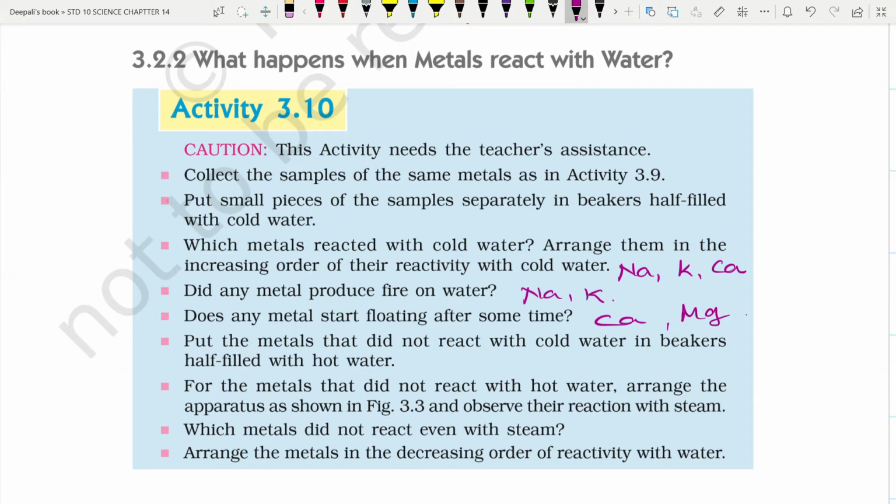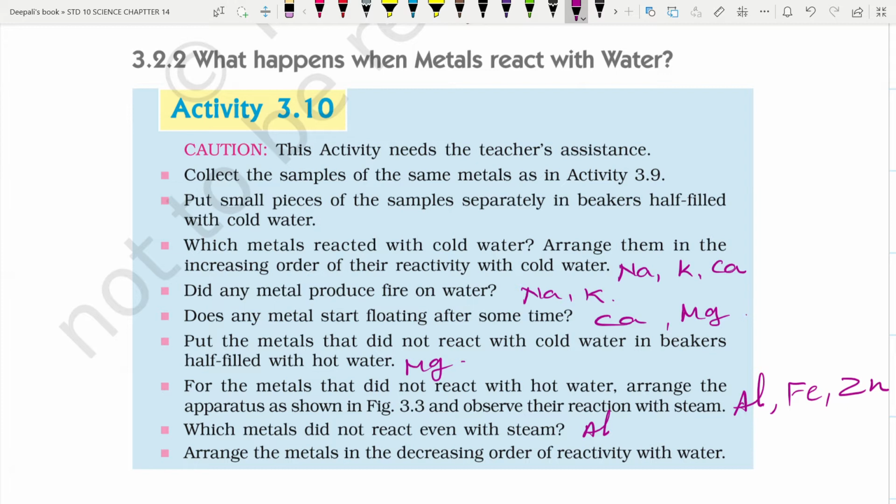Put the metal that did not react with cold water in a beaker half filled with hot water. You will see that magnesium did not react with cold water but it reacted with hot water. For the metals that did not react with hot water, arrange the apparatus and observe the reaction with steam. You will see that aluminum, iron and zinc do not react with cold water or hot water but they react with steam. Which metals do not react even with steam?